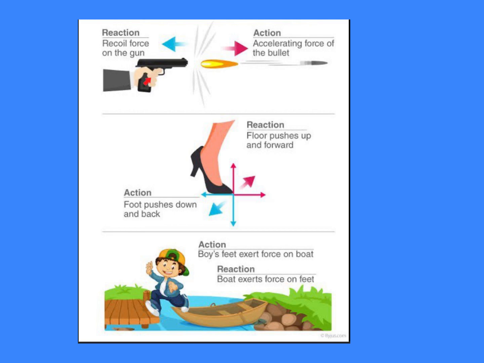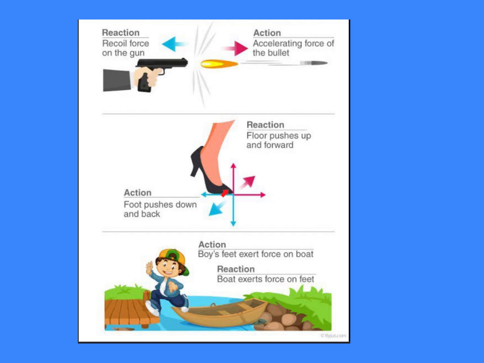Okay, to do more examples. This is a gun, for example. So there is an explosion inside, and the explosion makes the bullet suddenly accelerate to the right. So there is a force to the right on the bullet. So it means that there is a force on the gun to the left. So this is the recoil force of the gun.